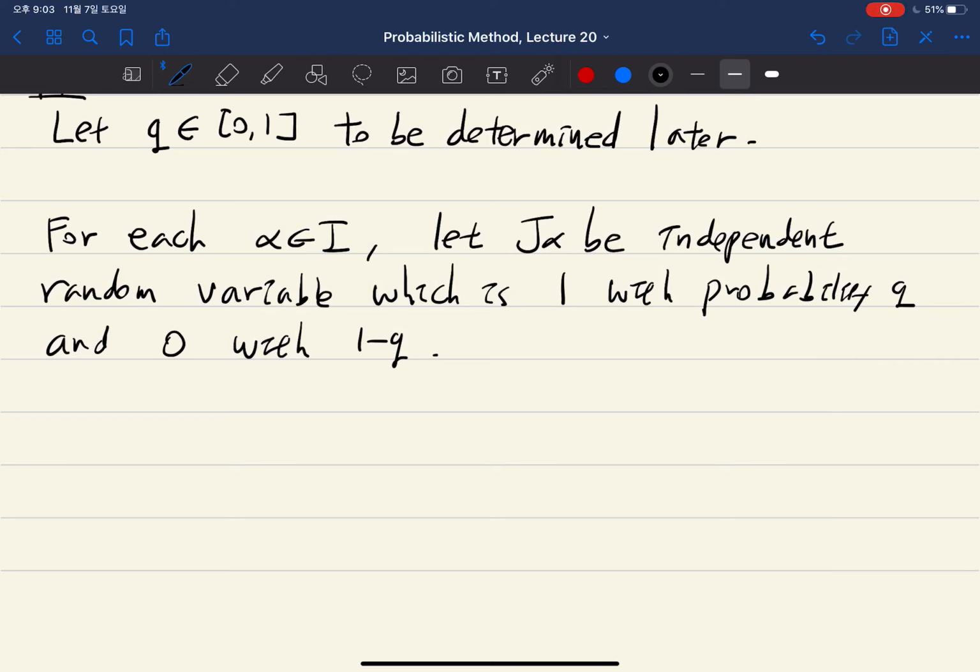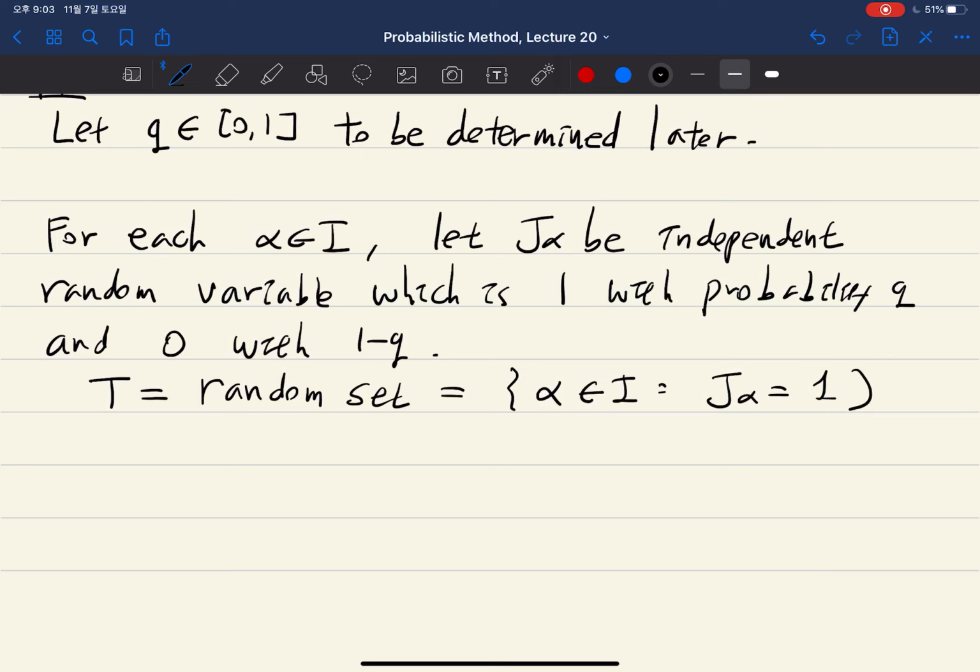Maybe I don't need to write it this formally, but let T be the random subset which is the collection of alpha where this J alpha is 1. So you collect all the indices which have 1 here in this J alpha. In other words, for each index, with probability Q you add it to T, and with probability 1 minus Q you don't add it.